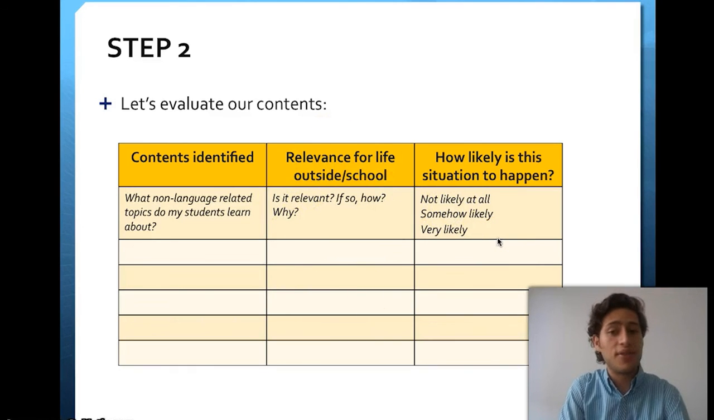Is it very likely to happen? Is it somehow likely to happen? Or is it not likely at all to happen? That's going to be the question. Why are we doing this? Because we need to have a critical position towards the contents about which students are developing understanding. Are they really relevant? Do they have a real purpose for real life? Do they have a true meaning?